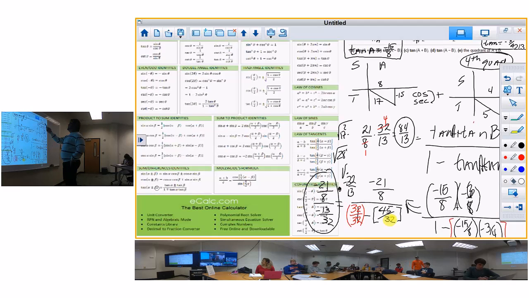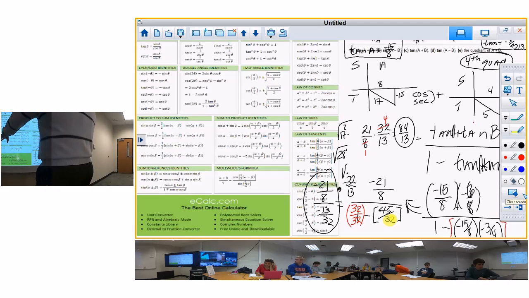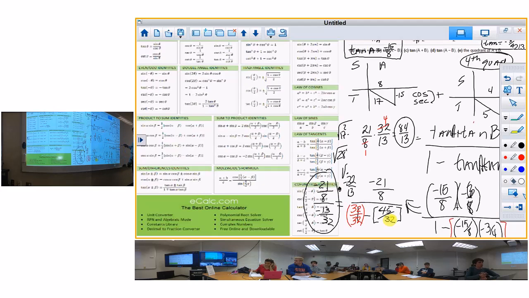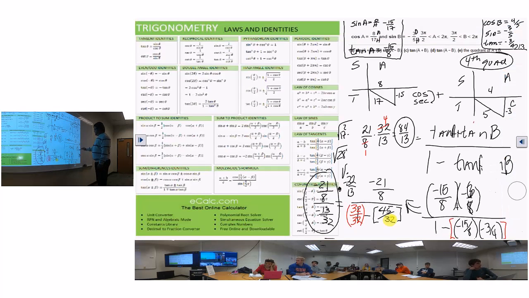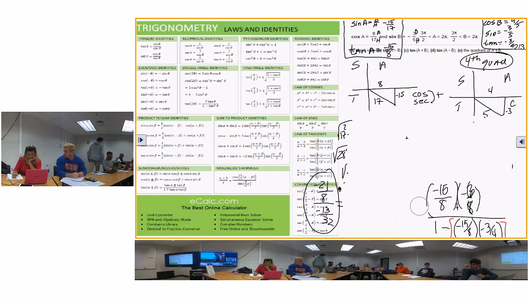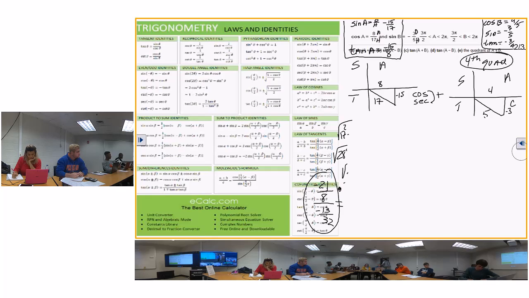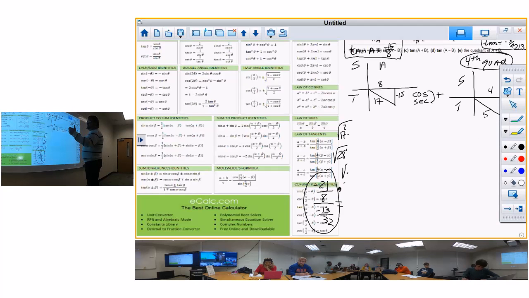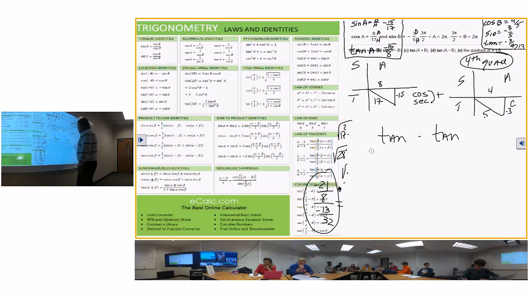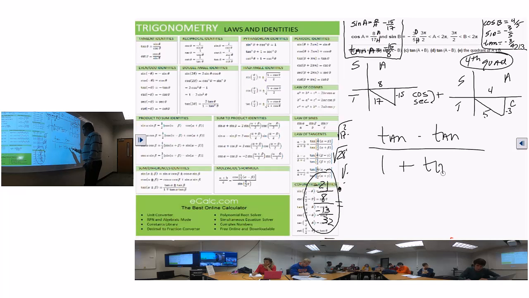Now what we have to do is tangent of A minus B. Tangent of A minus B is tangent minus tangent over 1 plus tan tan. So I'm going to take my eraser and erase this. And here we go: tan minus tan over 1 plus tan tan.